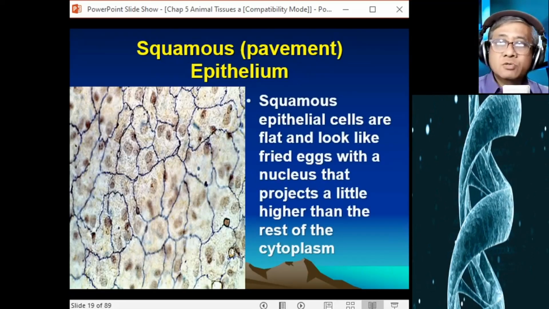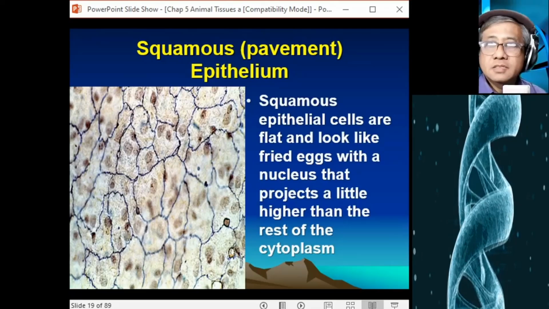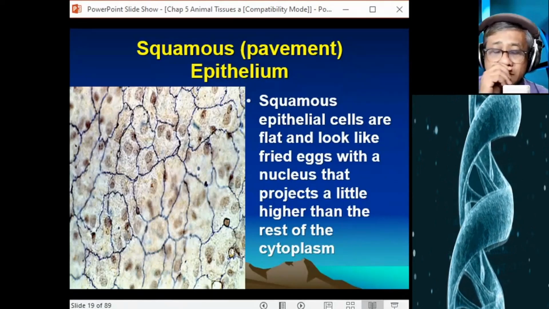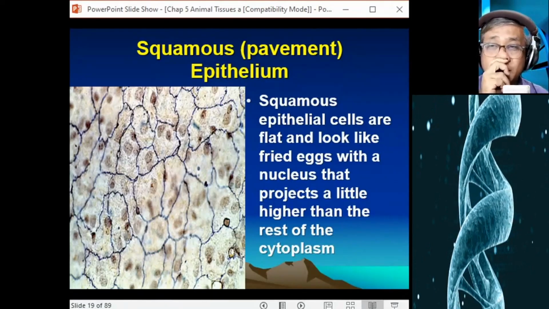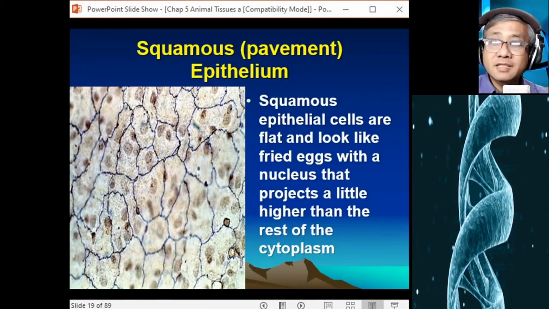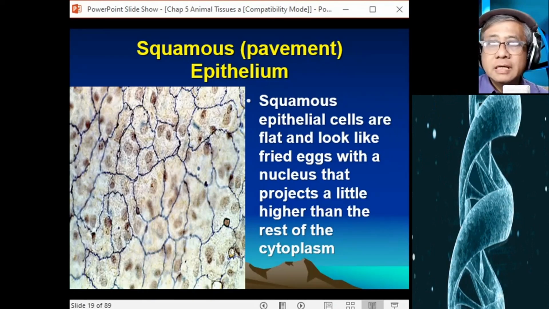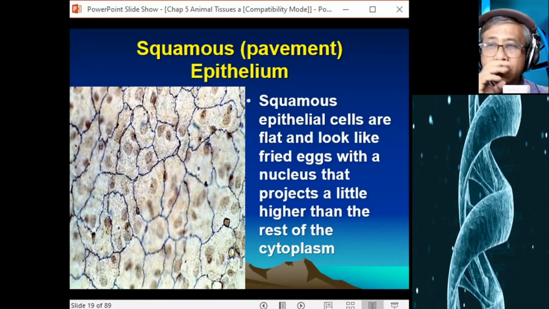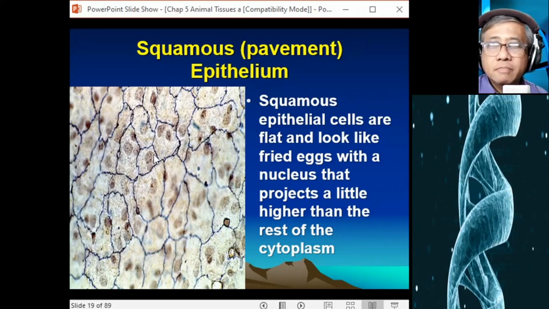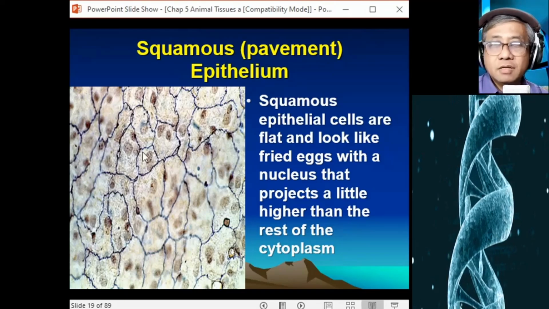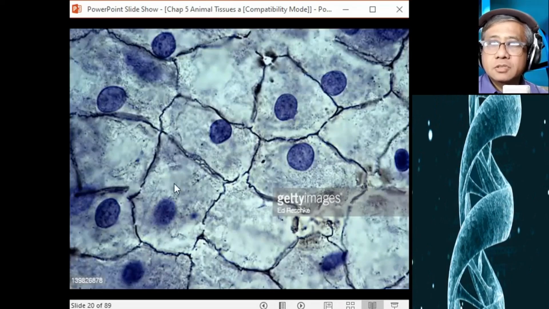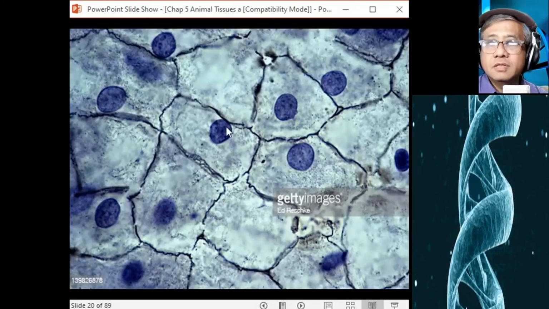So under the microscope, squamous epithelial cells appear flat and they look like fried eggs, with a nucleus, yung hindi scrambled, sunny side up. Okay, with a nucleus that projects a little higher than the rest of the cytoplasm. So like the one in the picture. Ayan, di ba? Para siyang sunny side up na itlog na may nucleus sa gitna.